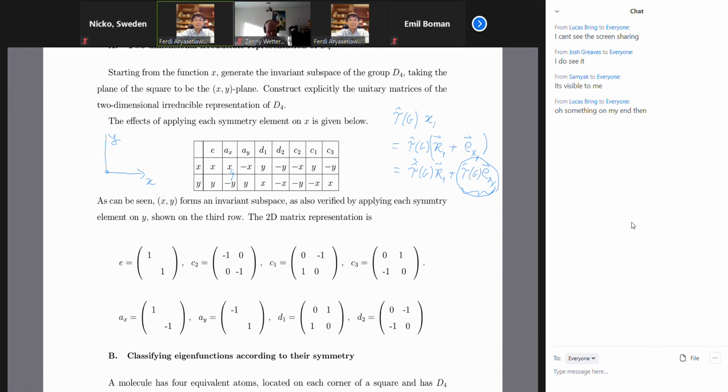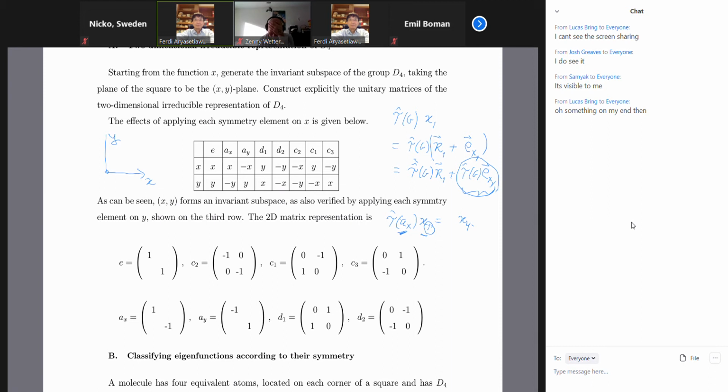You see what I mean? Because if I apply TAX here on X1, that operation will bring atom 1 to atom 4, but it brings x to itself, so it becomes x, but then it brings this atom to atom 4.